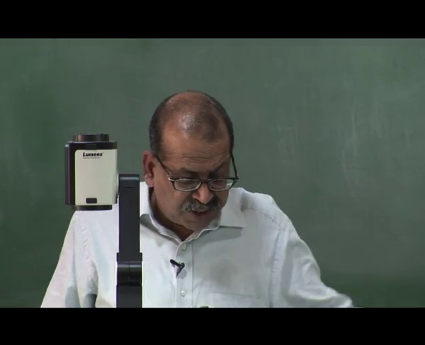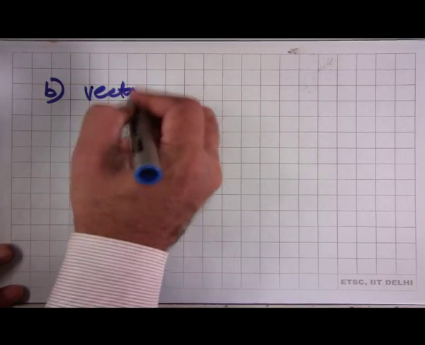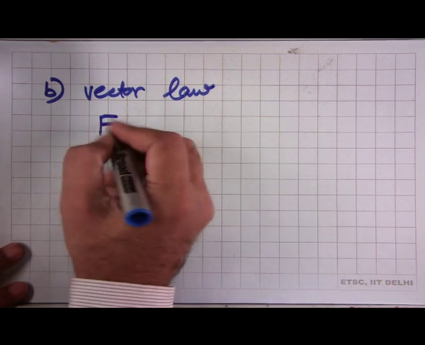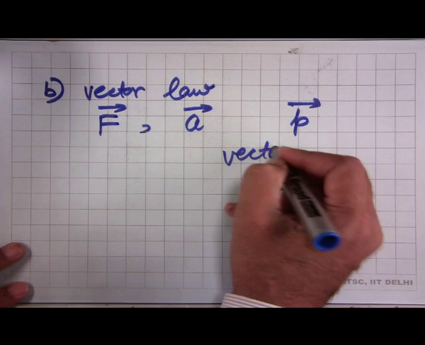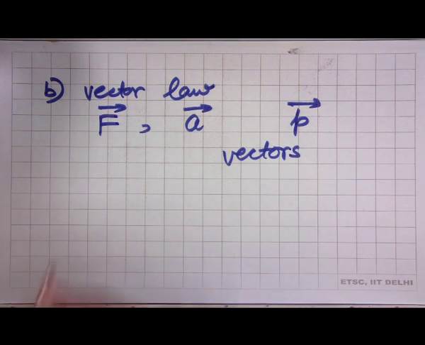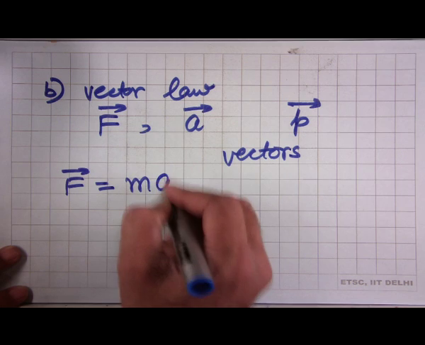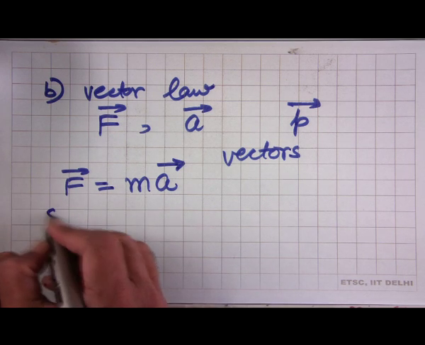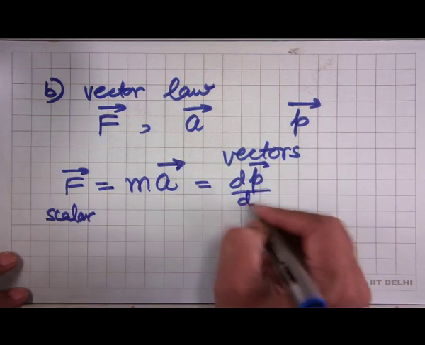The second feature, let us look at it. Newton's second law is a vector law. What I mean by vector law, probably not a standard term, is that both the quantities F, a or p, these quantities are vectors. So, that means when mass is constant, we get Newton's second law as F is equal to ma. So, we can write it as dp by dt.